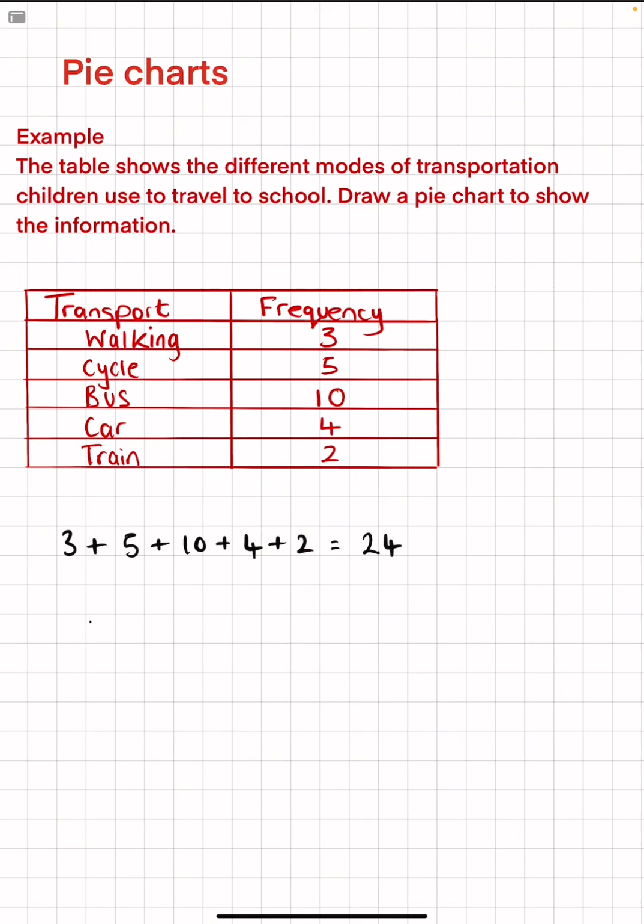Angles in a pie chart add up to 360 degrees. So we need to do 360 divided by 24, which equals 15. And now we need to multiply 15 by each of these numbers to find the angle. So walking, we've got 15 multiplied by 3, which equals 45 degrees.